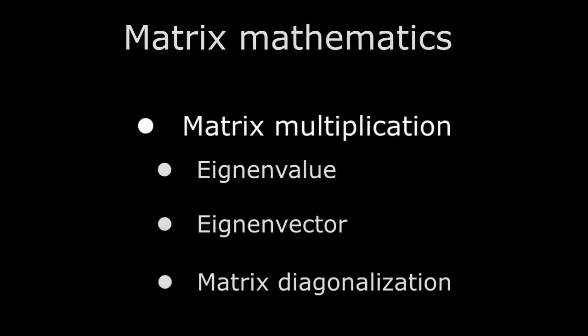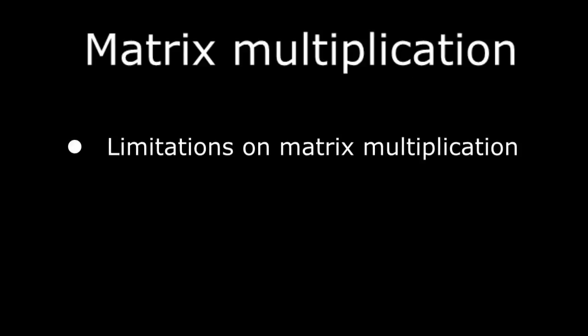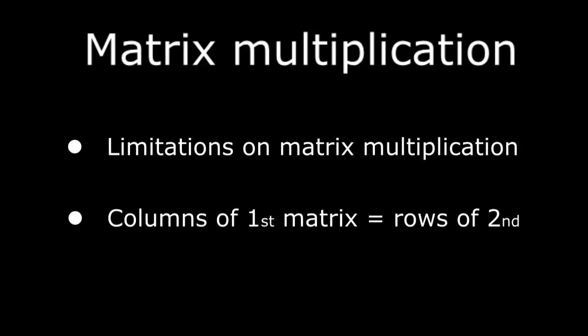We'll start with matrix multiplication. Not just any 2 matrices can be multiplied. There are some restrictions. Most importantly, the number of columns in the first matrix has to equal the number of rows in the second, and I'm going to show you why in a moment.